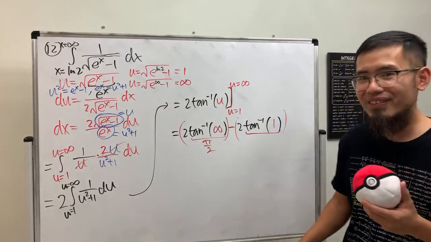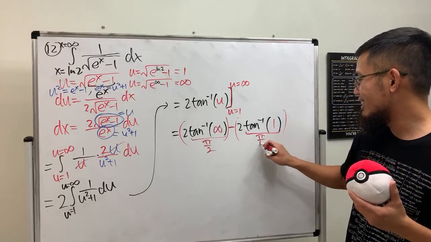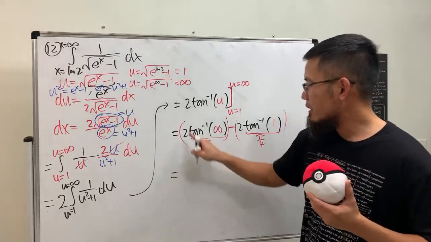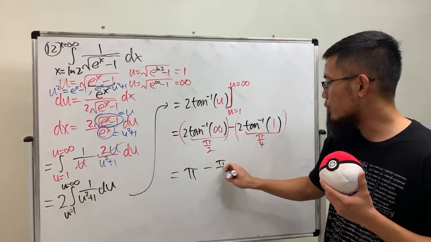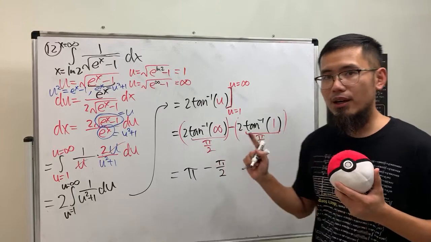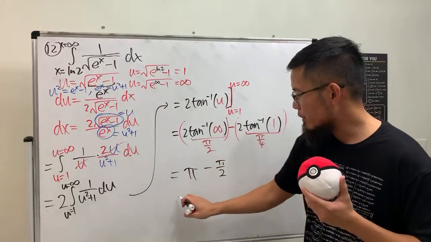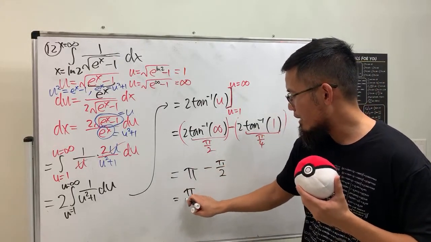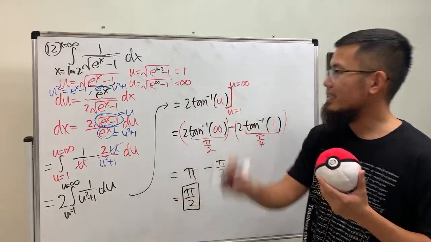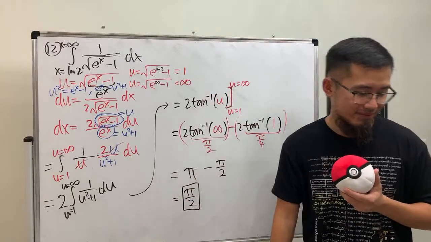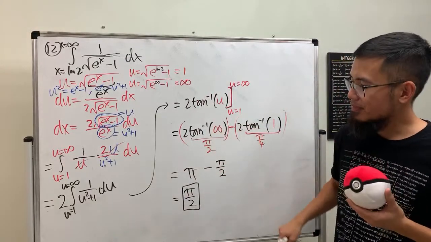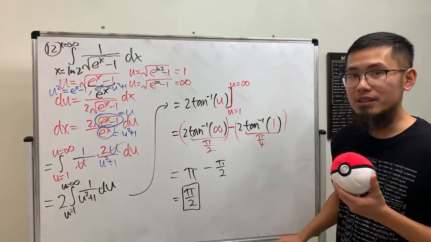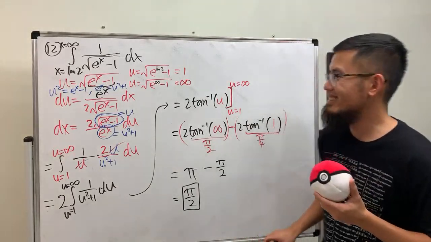pi over 4. Thank you so much. All right, so this times that is just pi minus this, and that is pi over 2, right? All in all, pi minus pi over 2 is just pi over 2. All right, done. In fact, this is the exact same homework question, so it's like a freebie if you did the homework legitimately, right?